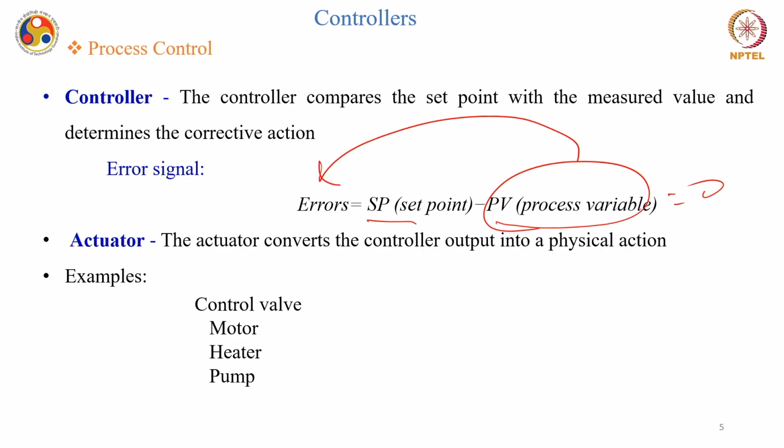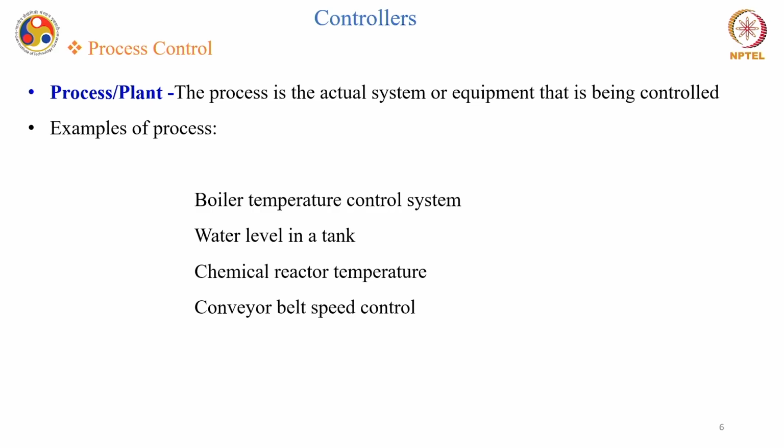Now the actuator, which is the next stage, converts the controller output into a physical action. For example, you want a control valve to open or close, you want the motor to be switched on or off, or you want your heater to be at a particular temperature. Everything you are doing is to control a process or a plant. So the process is the actual system or equipment that is being controlled by all this control system.